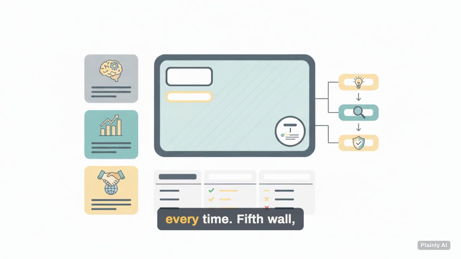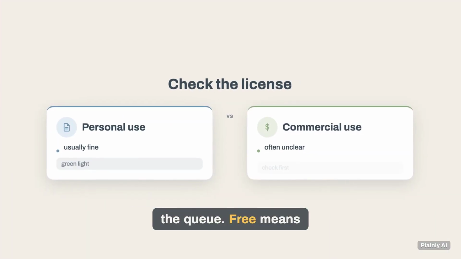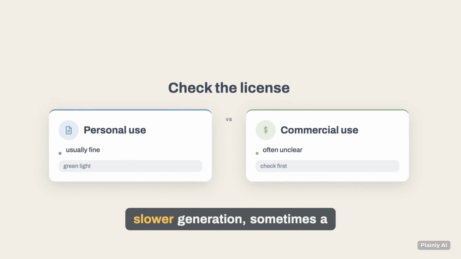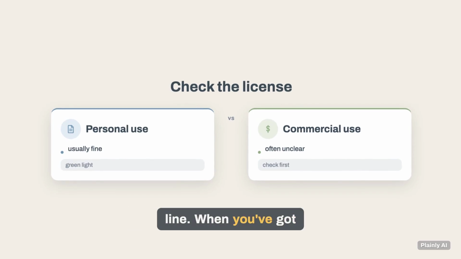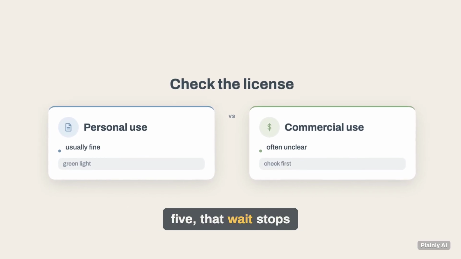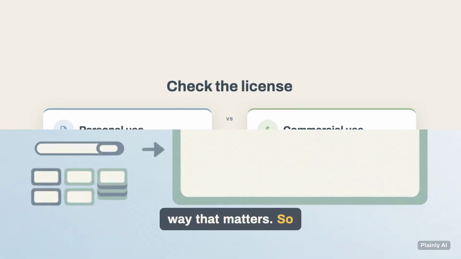Read the terms every time. Fifth wall, the queue. Free means you wait. Busy servers, slower generation, sometimes a line. When you've got a client deadline at 5, that wait stops being free in any way that matters. So that's the honest map.